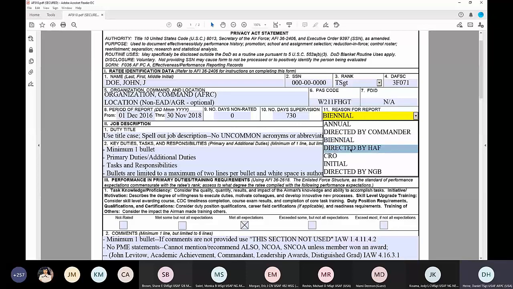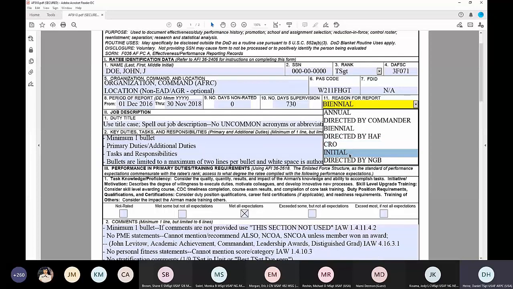Directed by half, like I mentioned earlier, will be used if a member promotes or demotes and their new rank's next SCOD will create a report that would be longer than 24 months for non-EAD or 12 months for an AGR member. CRO, change of rating officials, we do not use anymore. Enlisted do not receive CRO reports anymore. I wish they would just take this off of the options for enlisted, but it's still here.